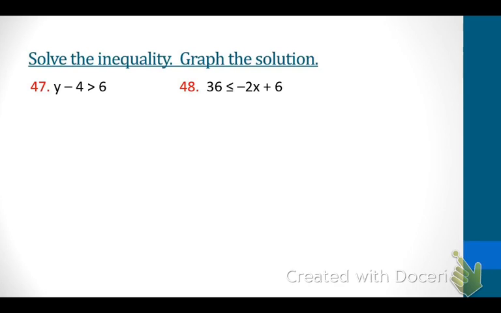This says to solve the inequality and then graph the solution. Charbel, how do I get the variable to be by itself? You would add 4. Good job. I'm going to go ahead and add 4 to both sides. Go ahead. What should I keep doing?